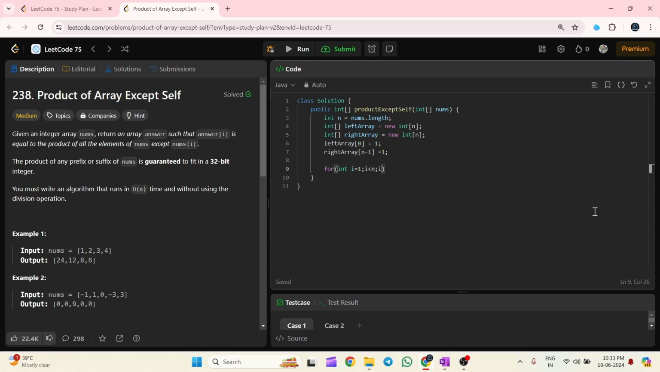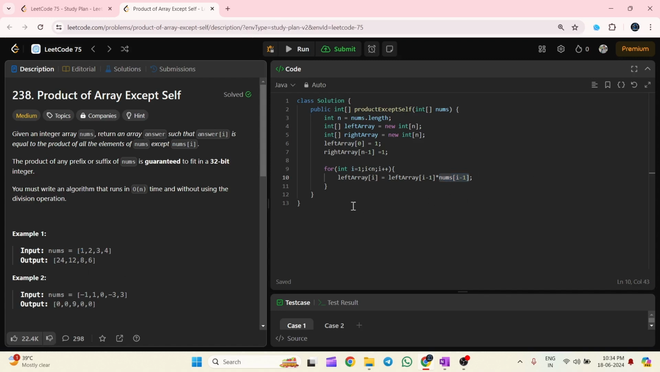Loop while i is less than n, i plus plus, and left array of the ith element is equal to left array of i minus 1 multiplied by the input array of i minus 1. Simple. Okay, so we multiply the 0 index of the left array and the 0 index of the nums array. The left array's 0th element is already declared as 1, and the nums array's 0th element is also already declared, which is 1.